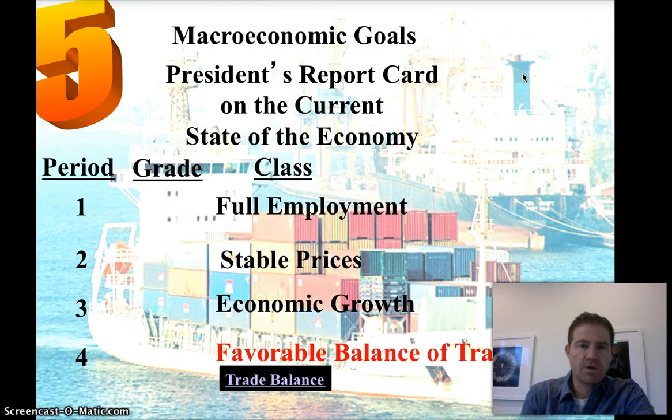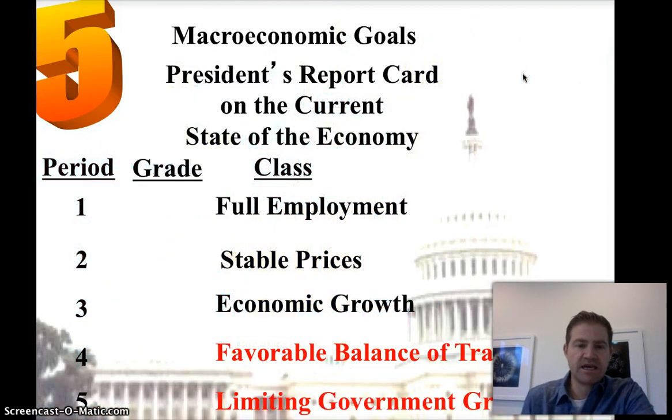So we come to the last class of the day, and it is limiting government growth. A good president is going to limit the growth of the government, make it more efficient. Every president, whether they're Democrat or Republican, talks about making the government more efficient. Nobody campaigns on simply hiring more people for the government, except maybe Franklin Roosevelt during the Great Depression, and we're going to talk about that in future modules. Let's see how they did.